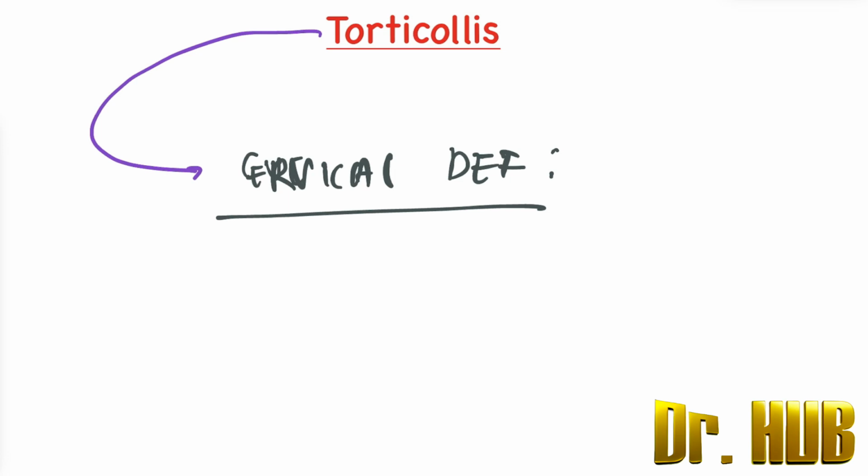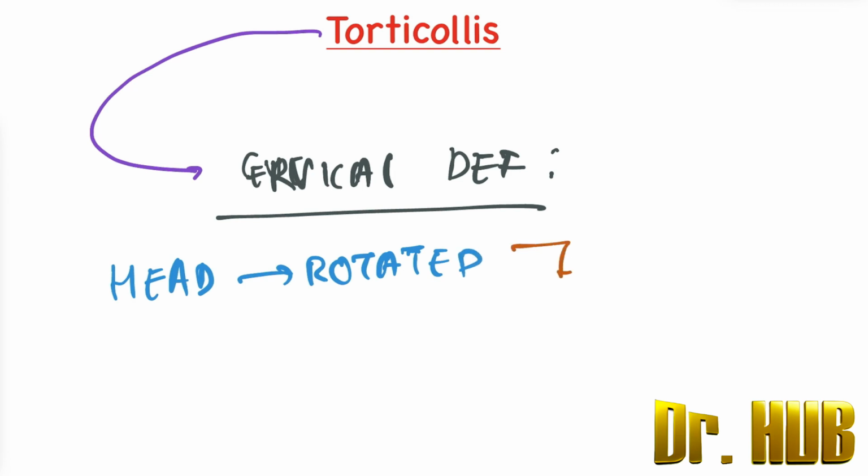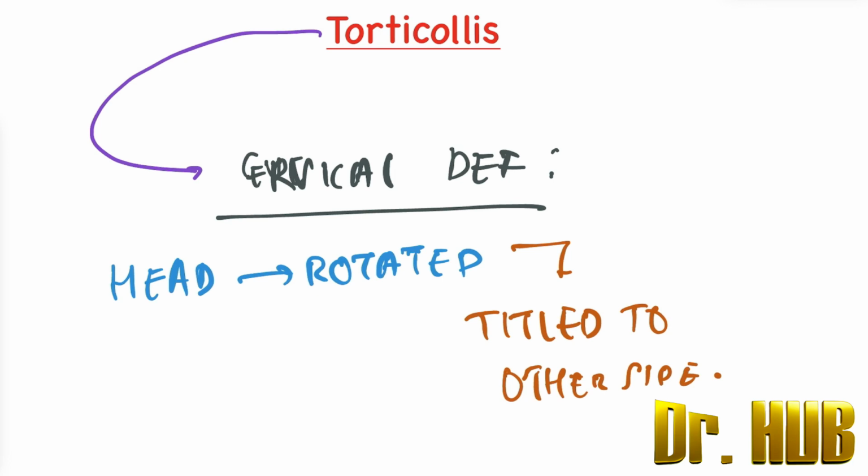So what is torticollis? It is a cervical deformity in which the head is rotated and tilted towards one side. It is not just rotated, it is tilted to the other side, and there is a presence of lateral rotation as well.